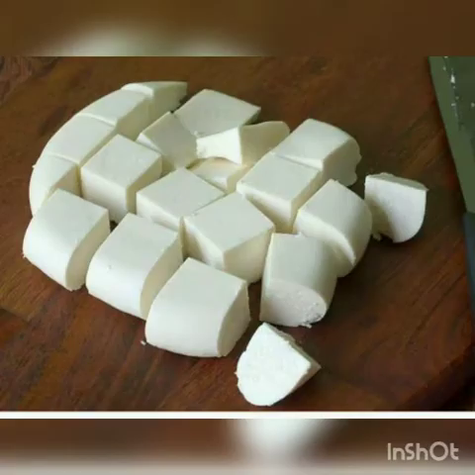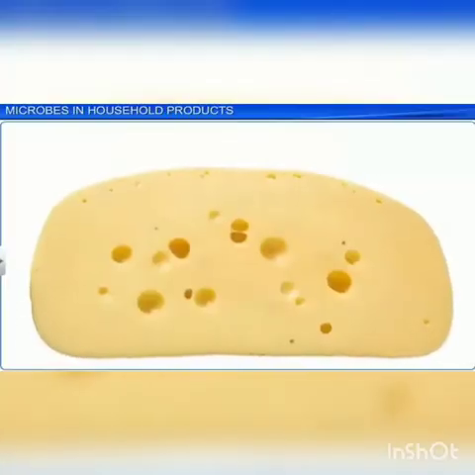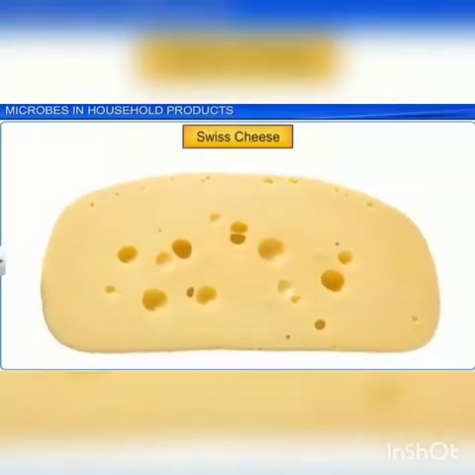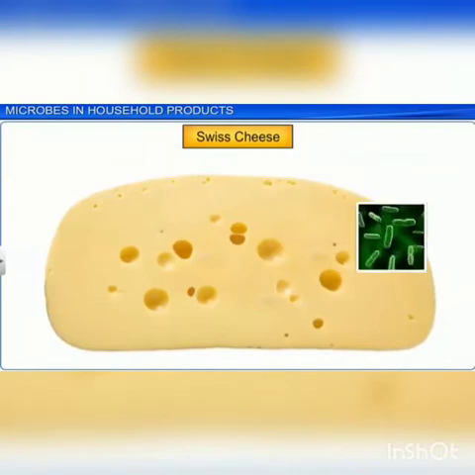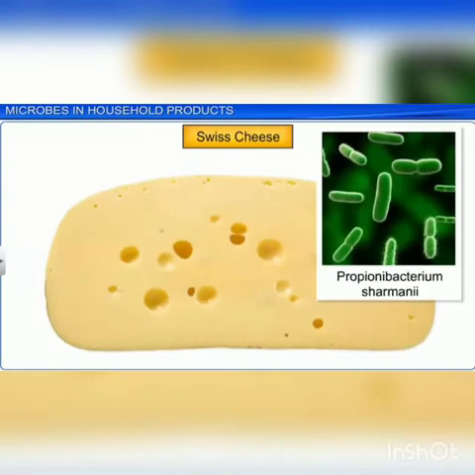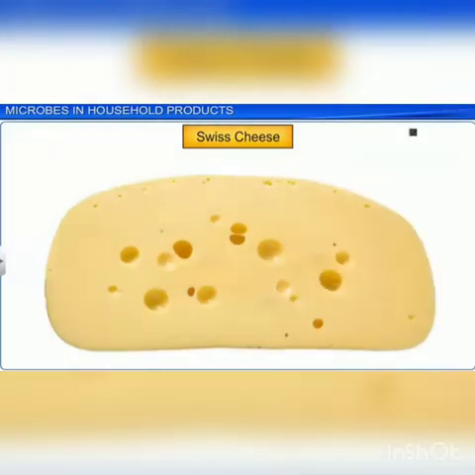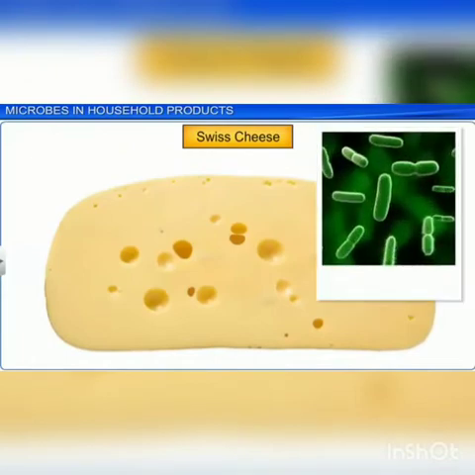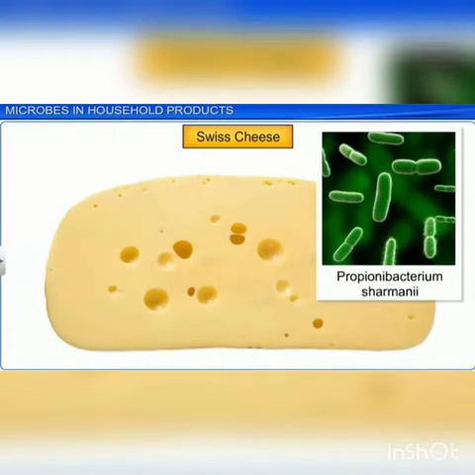Large holes in the Swiss cheese are due to the production of a large amount of carbon dioxide by the bacterium Propionibacterium shermanii. If you have seen Swiss cheese in Tom and Jerry, there are big holes in the middle. So the reason for the holes in that cheese is the bacterium Propionibacterium shermanii.